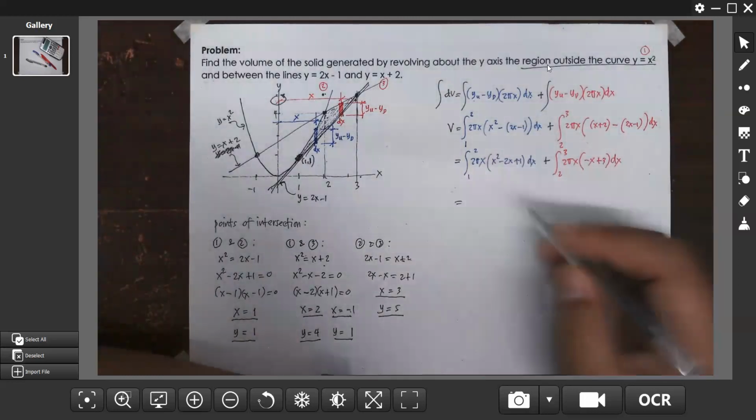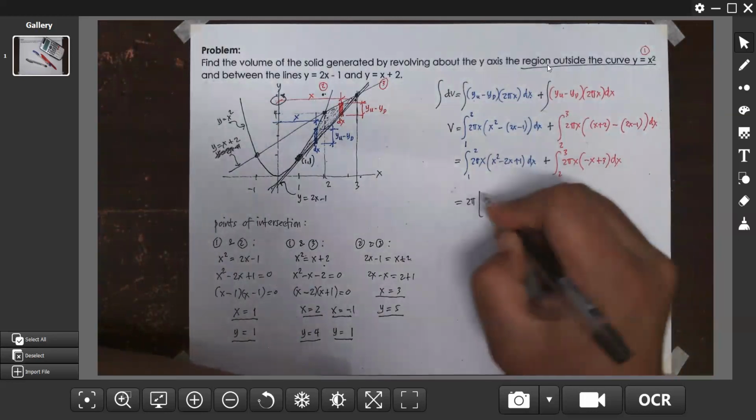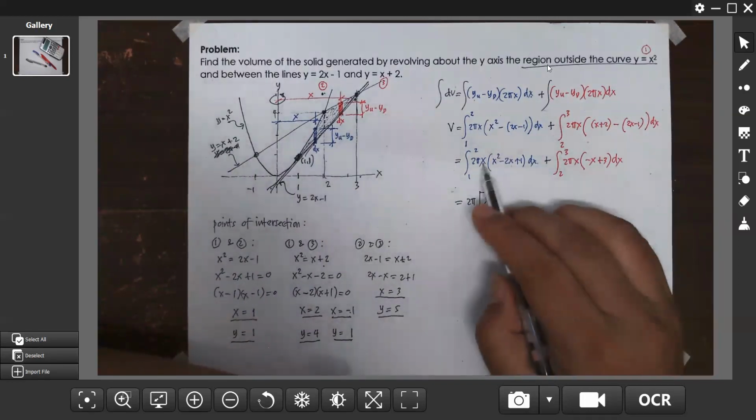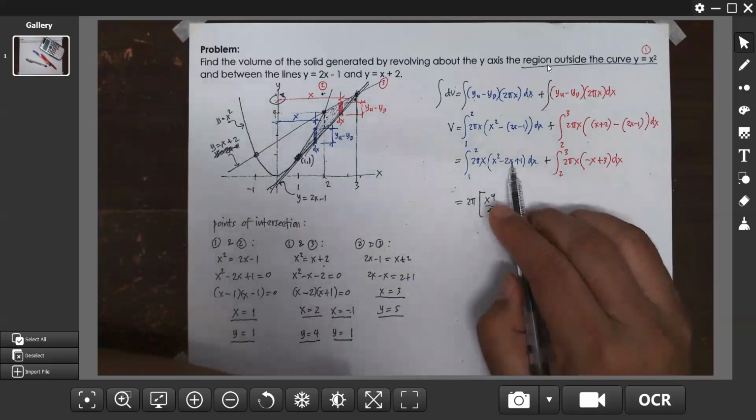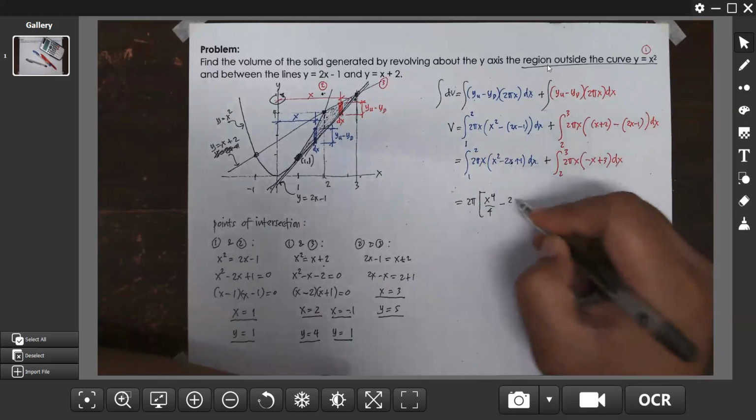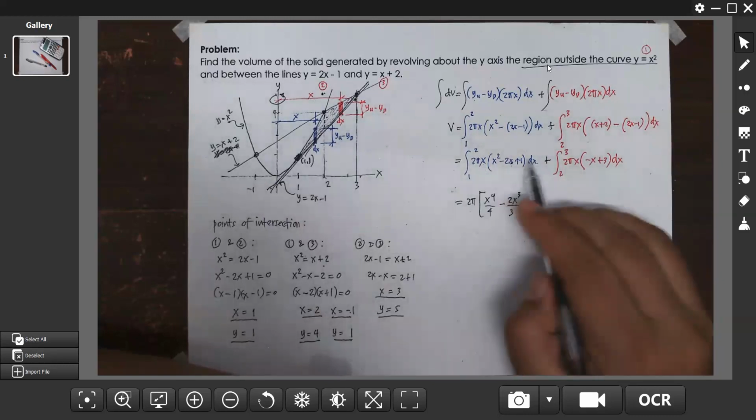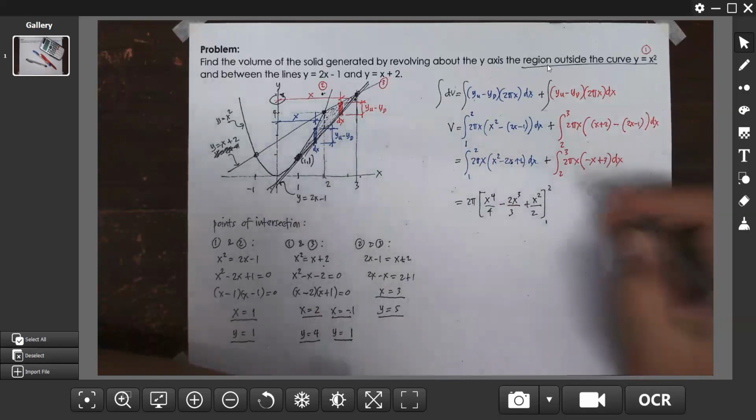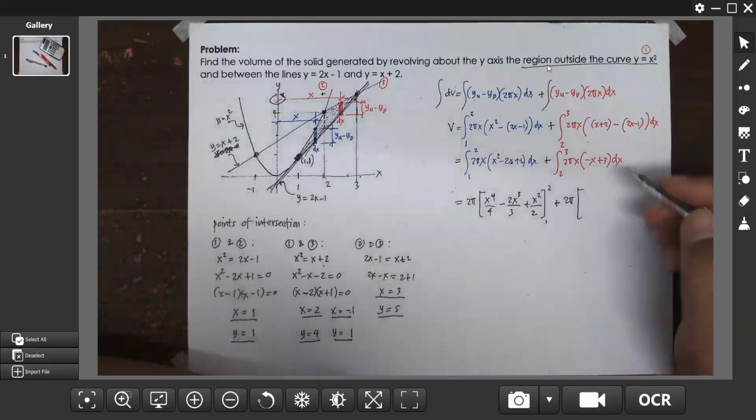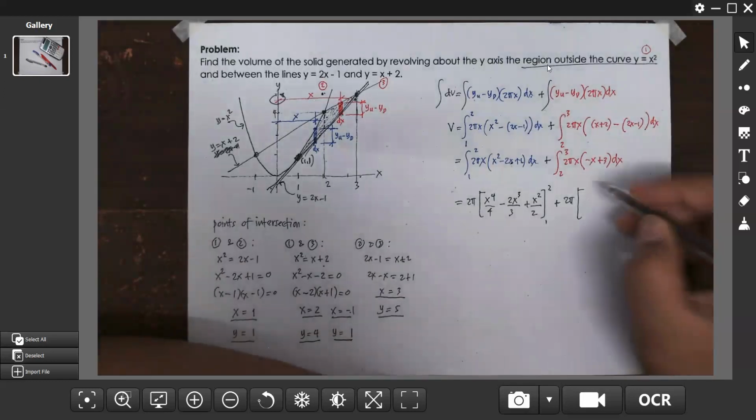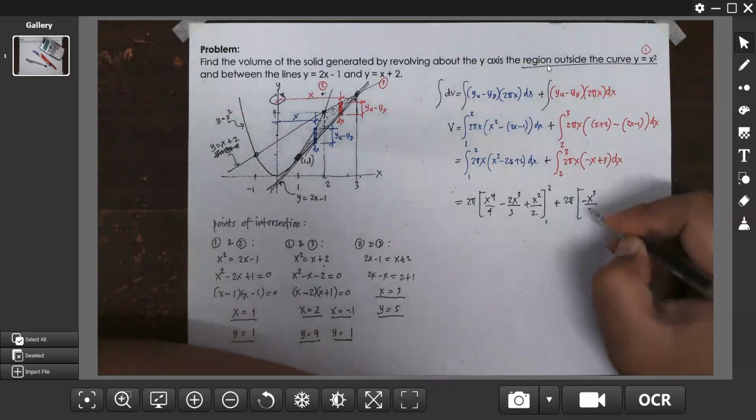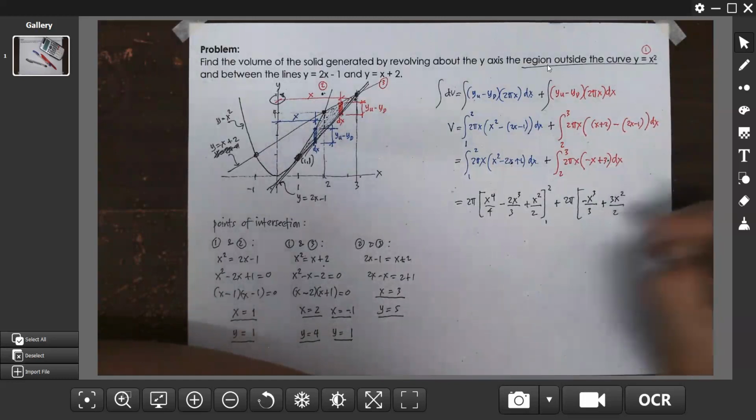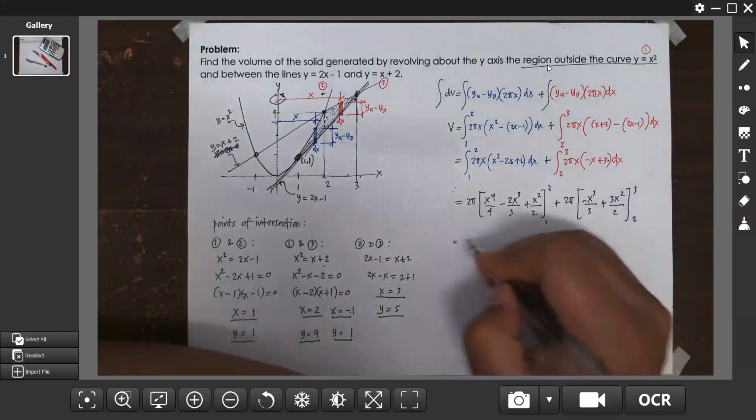So finally we have this one, 2 pi. X squared times x, x cubed, dx. That's x raised to 4 over 4. X times negative 2x, negative 2x squared. Integrate, that's negative 2x cubed over 3. X times 1, it's x dx. That's plus x squared over 2, from 1 to 2, plus 2 pi. X times negative x, that's negative x squared dx, that's negative x cubed over 3. X times 3, 3x dx, that's 3x squared over 2, from 2 to 3. So you have 2 pi.